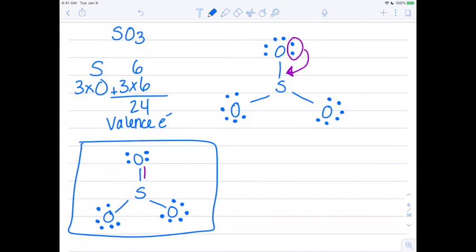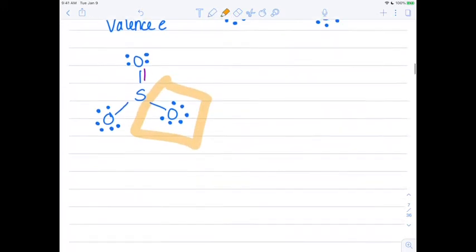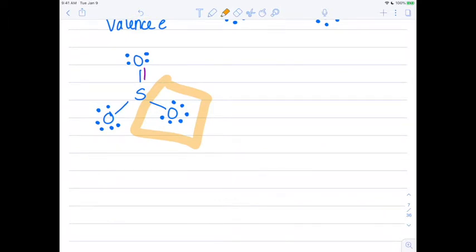Is everything satisfied? All the oxygens and the sulfur, does everything have enough electrons? What do we think? All right, let's go ahead and check it together. So if I were to look at this oxygen right here, the one that I just boxed, does that have 8 electrons? Yes. Excellent.